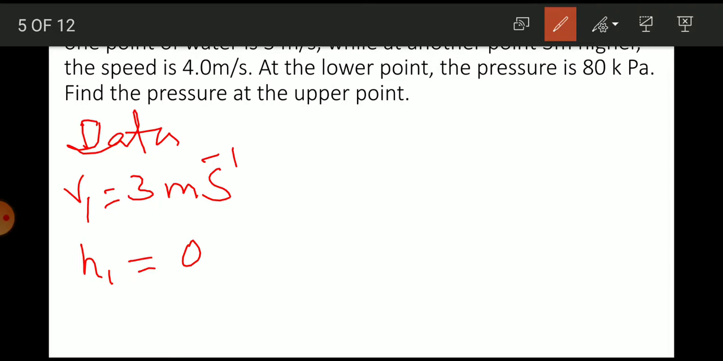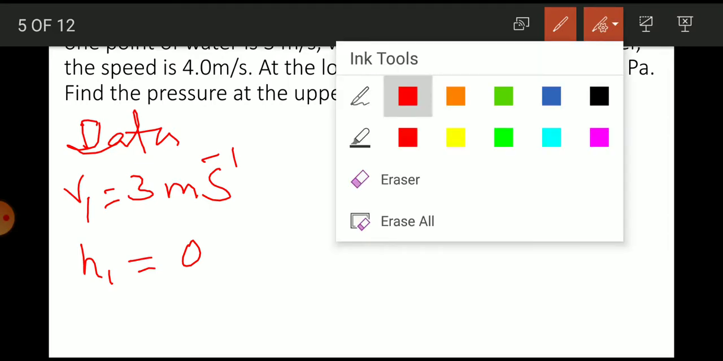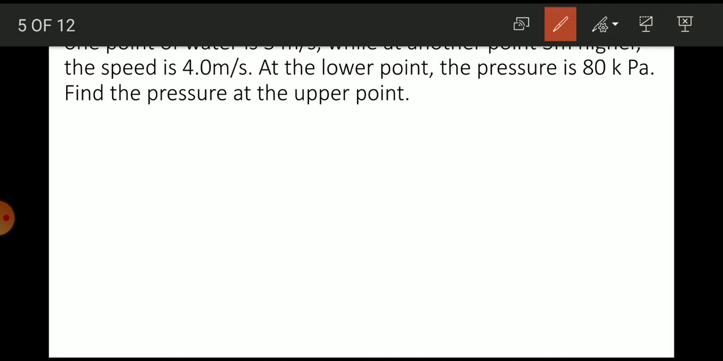At one point speed of water is 3 meter per second, while at another point 3 meter higher the speed is 4 meter per second. At the lower point the pressure is 80 kilopascal. What will be the pressure at the upper level? It's better that I plot the diagram for you and write the data.